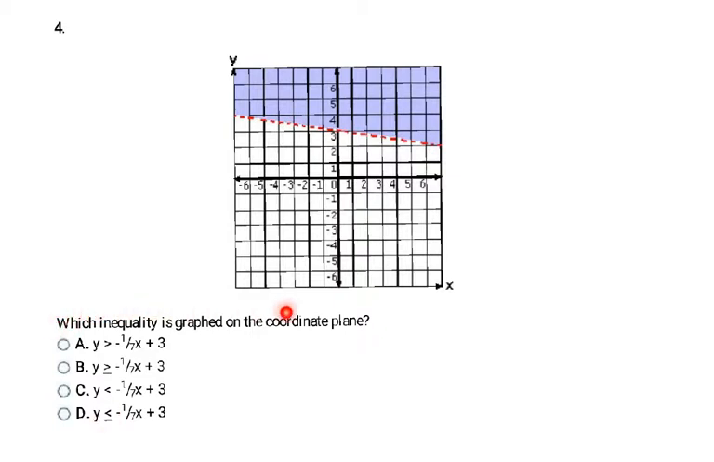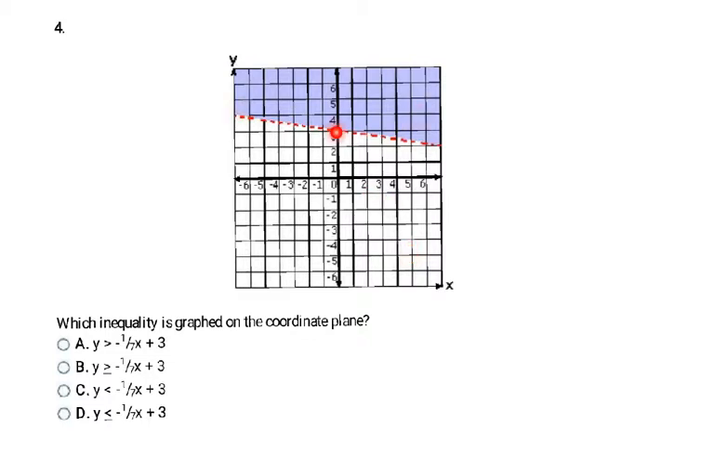So which inequality is graphed on the coordinate plane? If you look, they all have the same slope. They all have the same y-intercept. The only difference is all 4 have a different inequality. So they want to know which inequality you would use for this picture.